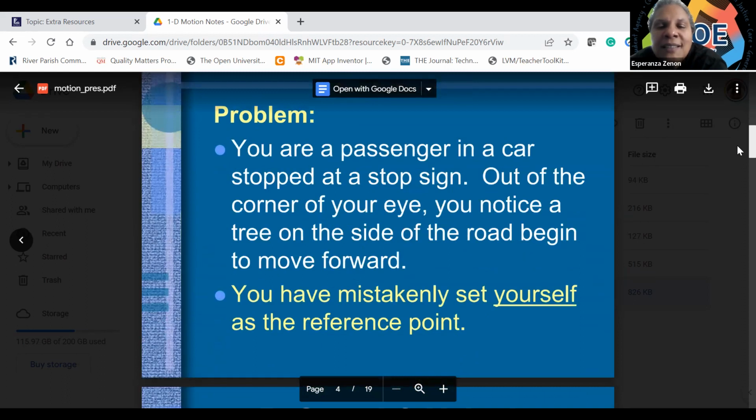Okay. So this is a nice little kind of tongue-in-cheek example. It says you're a passenger in a car stopped at a stop sign. Out of the corner of your eye, you notice a tree on the side of the road begin to move forward. Well, you know, let's hope that there's nothing really going wrong with you so that you believe that the trees are actually moving. I mean, this is not the Lord of the Rings. It means that you've mixed up the reference point, right? Because the tree, which is fixed, is the actual reference point, and you are moving with respect to that, okay? So be careful, because how you interpret the reference point will influence the measurements that you make to establish motion and determine the properties that we want to know about a moving object.